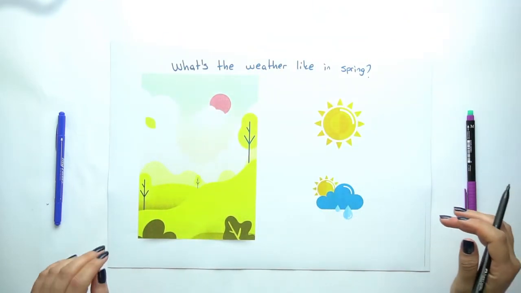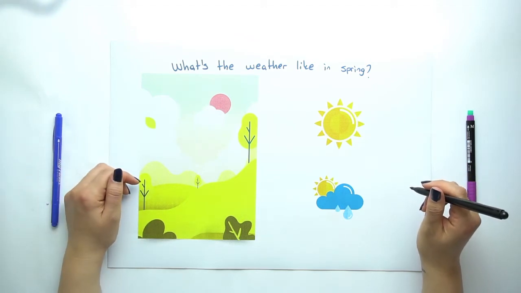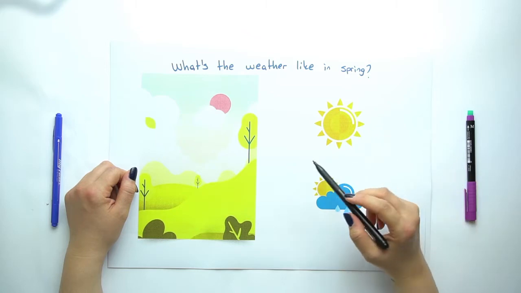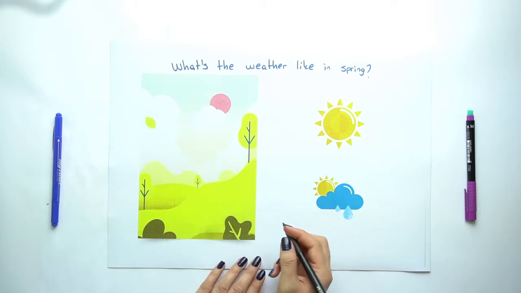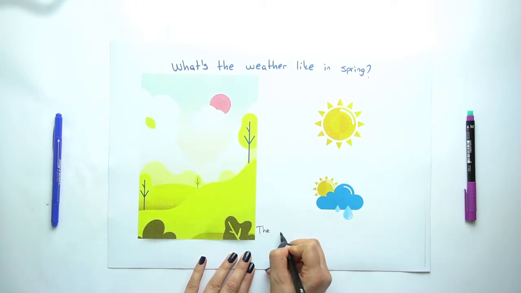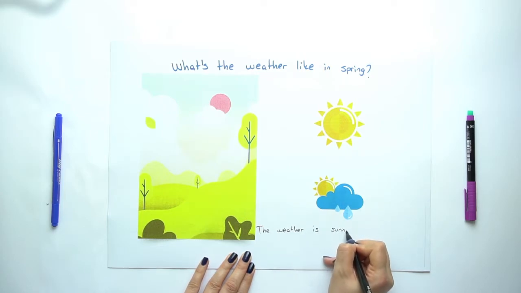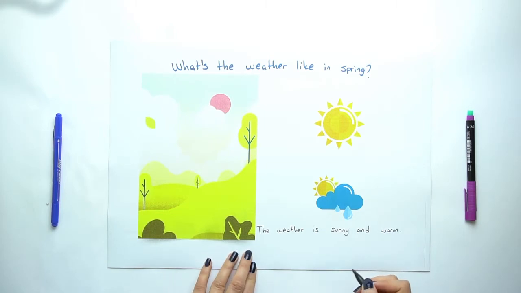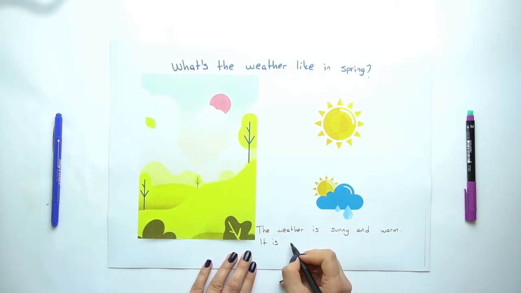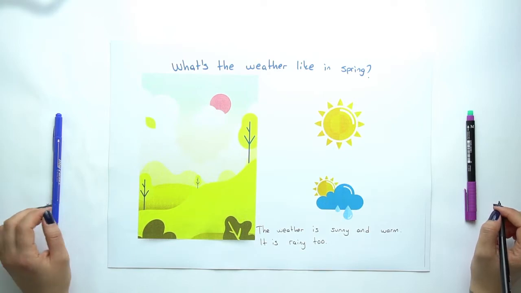Now, we will talk about the weather type in spring. So, what is the weather like in spring? You can see these pictures. In spring, the weather is sunny and warm, but it is rainy too. You know that in spring it rains as well.